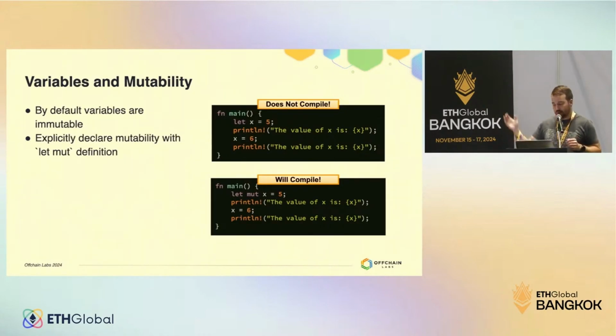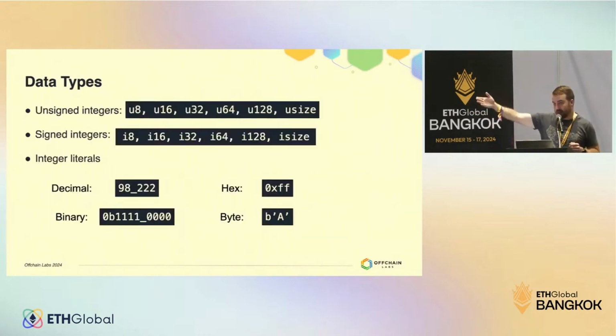This is kind of how you work with variables in Rust. Variables are actually immutable by default. So when you say let x equals 5, that's an immutable value. But if you say let mut x equals 5, that's a mutable value now, and you can now mutate that value. These are some of the data types that you have access to by default in Rust.